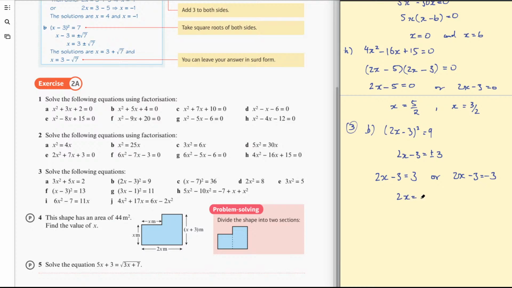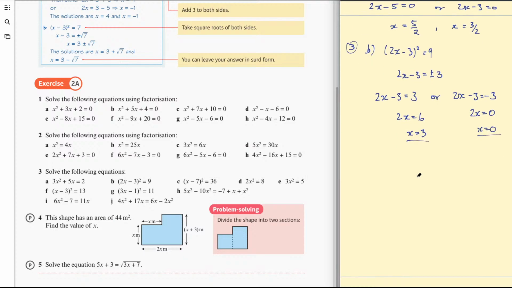2x equals 3 plus 3 is 6, and then x equals 3. Or we have negative 3 plus 3 is 0, so over here we'll have 2x equals 0, so x equals 0. And there are my two solutions there. Do H, yep, I'm getting to it.